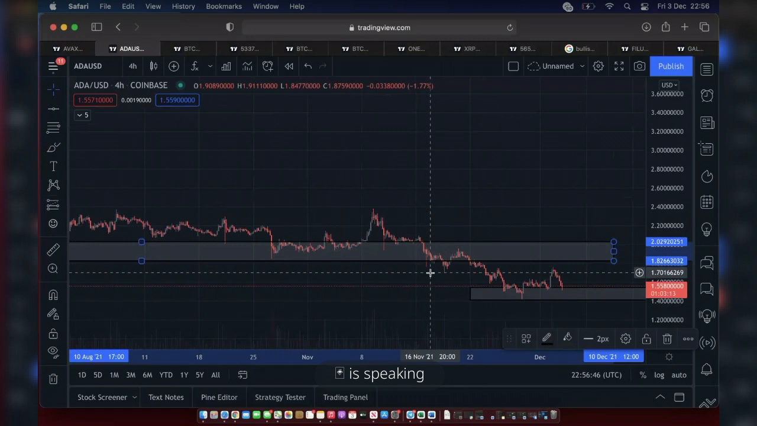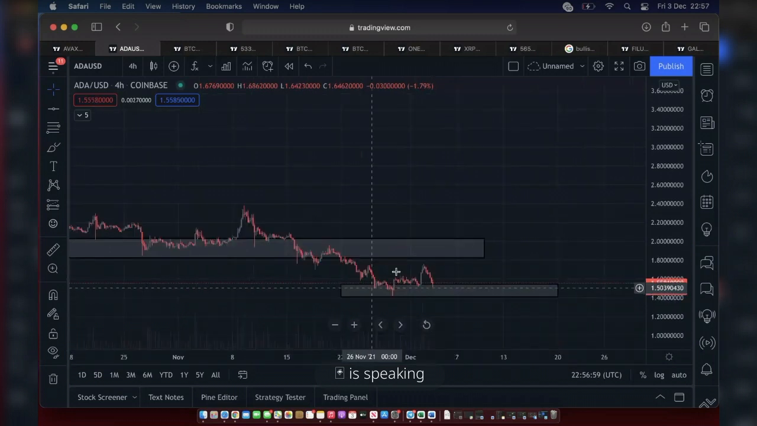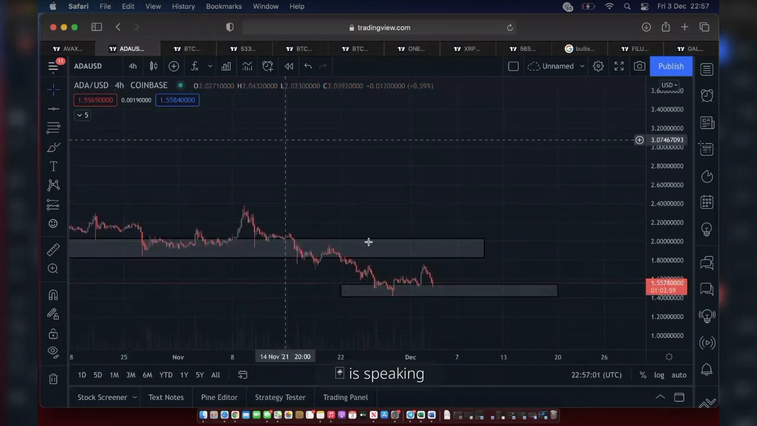So that's pretty much how you would look for things when you're looking at zones, because these are buy zones / support zones.